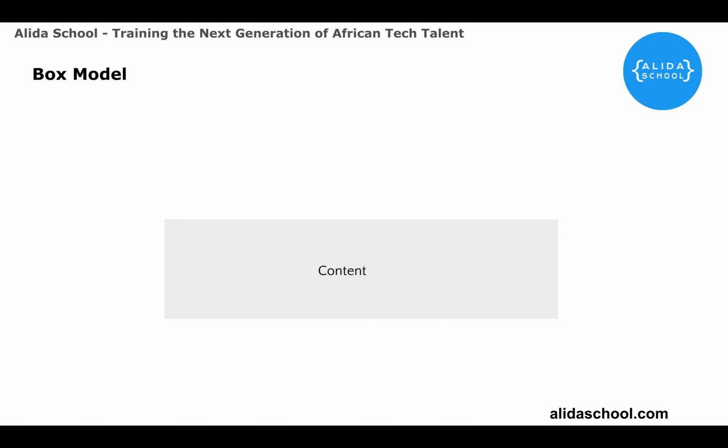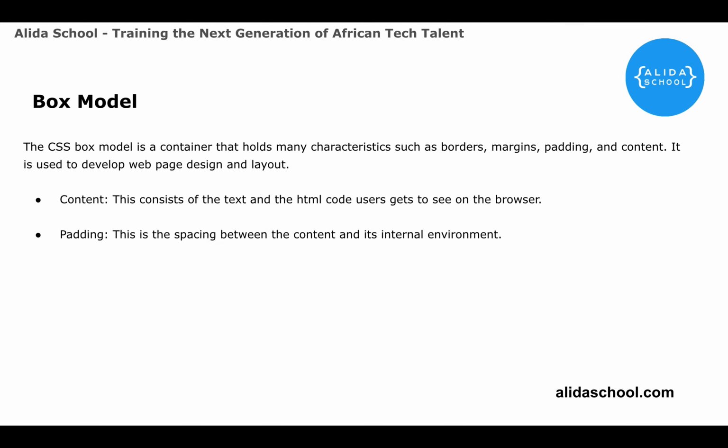This consists of the text and the HTML code users get to see on the browser. Now basically, I'm going to have some pictorial representation of how the box model works. So categorically, this is going to be the content, where the text or the image or anything the user gets to see. Followed by the padding. This is the spacing between the content and its internal environment.